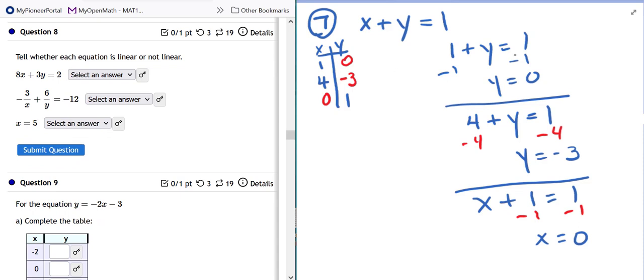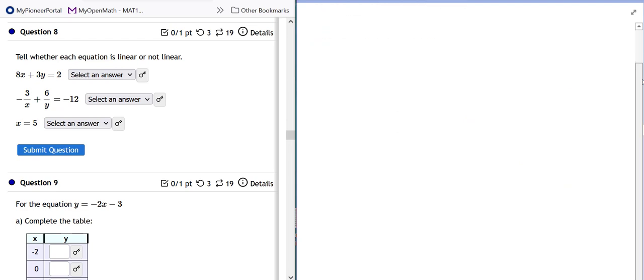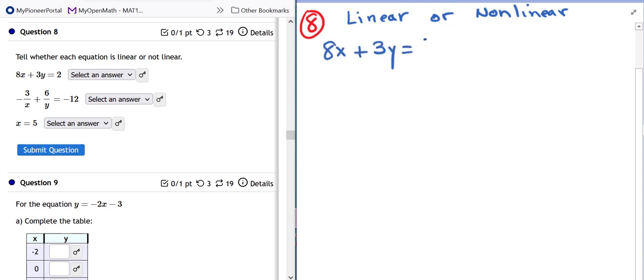All right. The next question asks whether something is linear. That's important, especially as you go higher and you have different kinds of graphs. And the exponent is your clue. So for the first one, the exponents are 1, and so it is going to be linear.